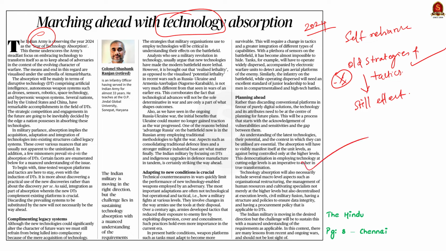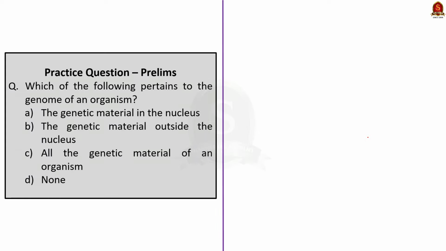Now let us move on to the prelims practice question discussion. First question, which of the following pertains to the genome of an organism? Option A, the genetic material in the nucleus. B, the genetic material outside the nucleus. C, all the genetic material of an organism. Here the answer is option C, all the genetic material of an organism.